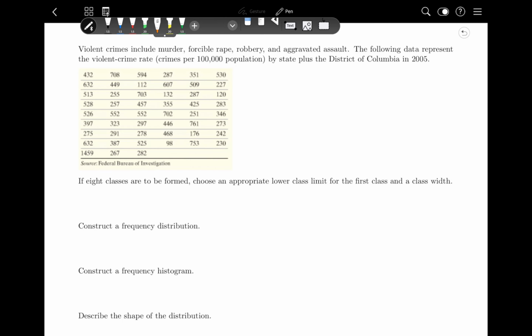So if we're going to use 8 classes and we want to choose an appropriate lower class limit for the first class and a class width, you want to start by finding the smallest value, which is 98, and the largest value, which is 1459. Now the lowest value is 98, so we want to use that or a convenient number less than that. In this case, because our data values end up so big, a convenient number less than that could be 0. So our classes are going to start at 0. Now we take 1459 minus 98 and we divide by 8.